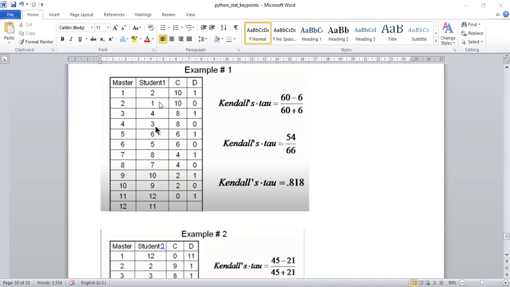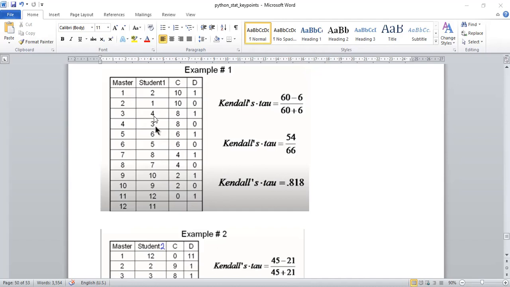Similarly for 1, what are those? 4, 3, 2, so 10 concordant pairs, because all the values lying below 1 are greater than 1, and there is no value smaller than 1, so it is 0 for discordant pairs.